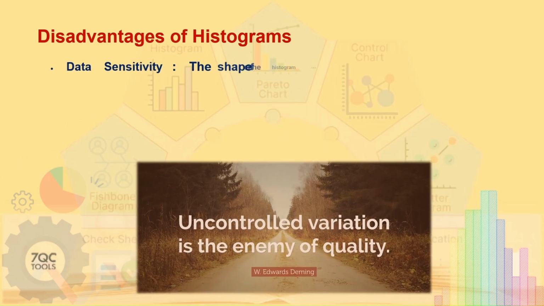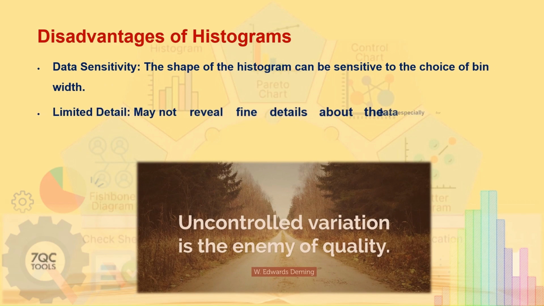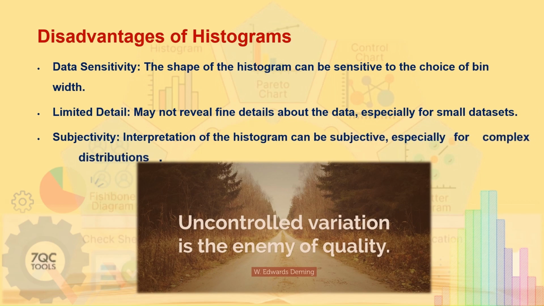A histogram has very few disadvantages. Histogram shape depends on bin or bandwidth. It does not provide the fine details if the data set is small. In a complicated distribution shape, interpretation by the analyzer could be subjective.